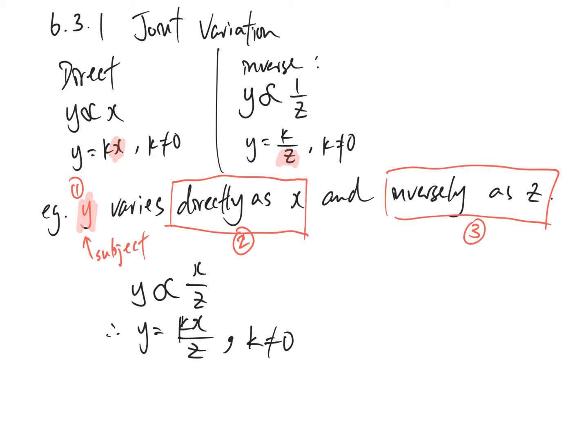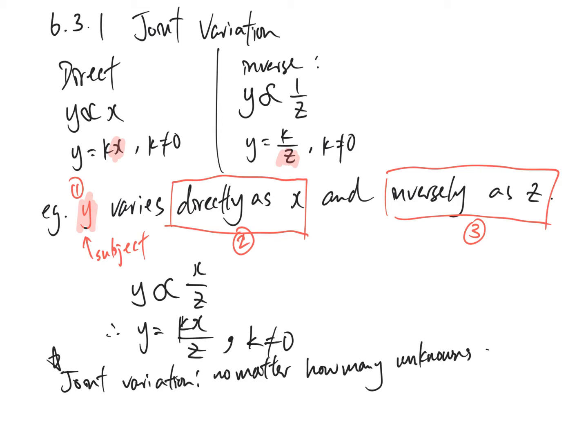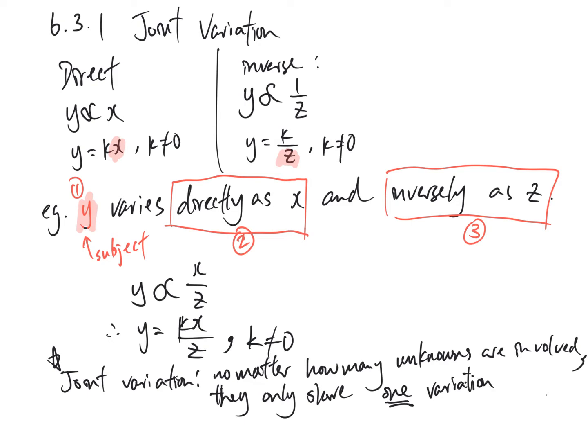So here we can see that in joint variation, there is a very important point: no matter how many unknowns are involved, they only share one variation constant together. This is a very important point.